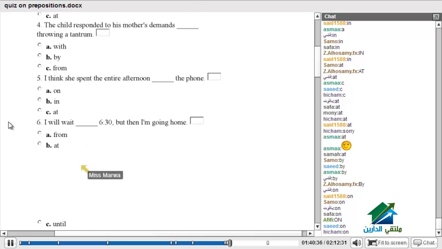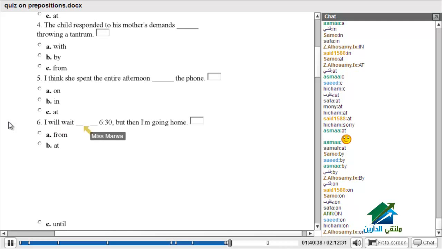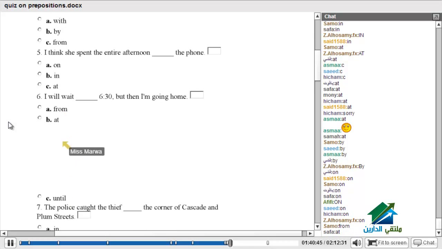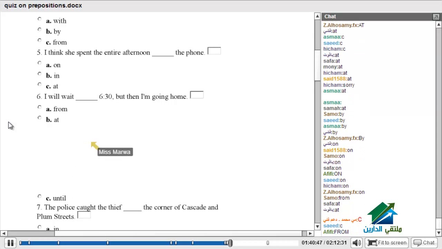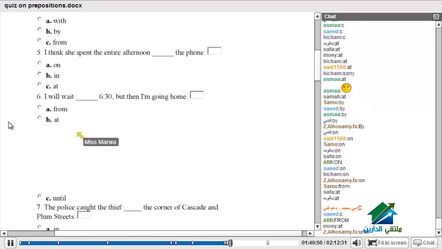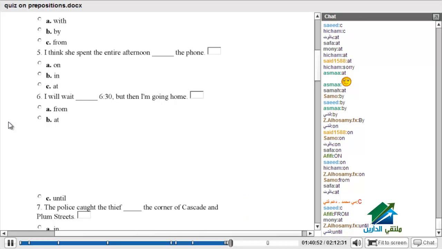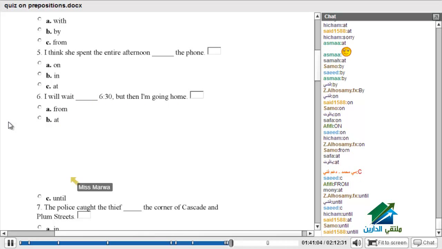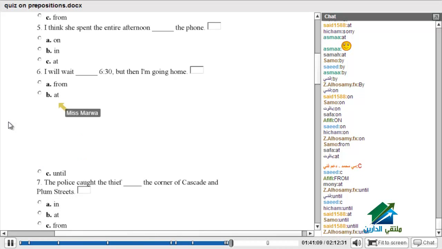I'll wait from 6:30, but then I'm going home. From, at, until. I'm speaking about number 6. I'll wait from 6:30 until 8, but then I'm going home. Excellent. This is the right answer. Thank you. Very good.